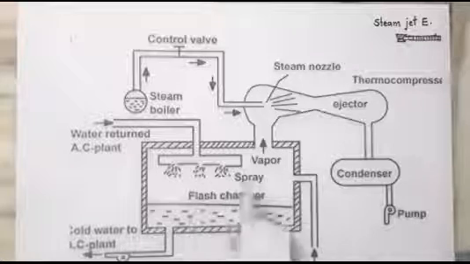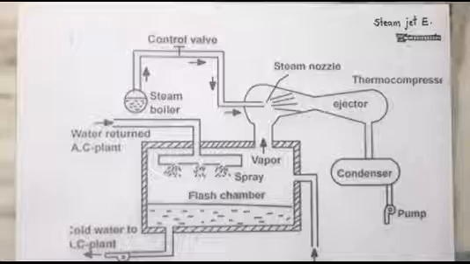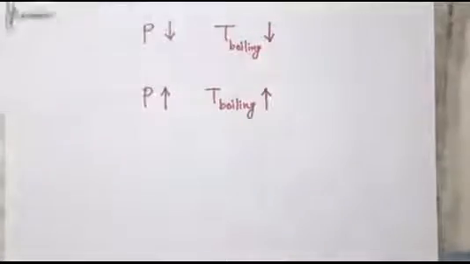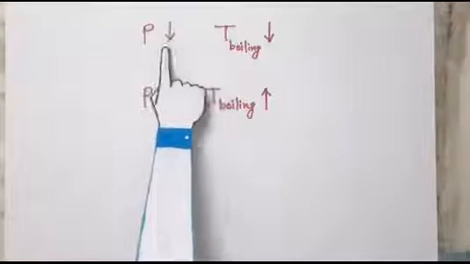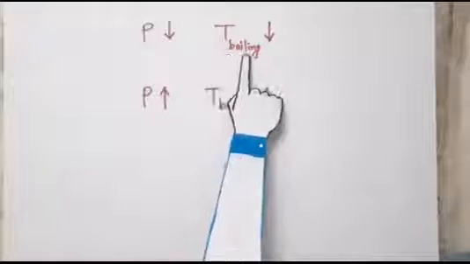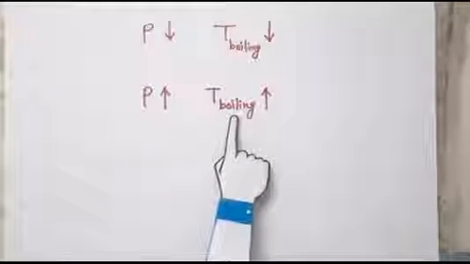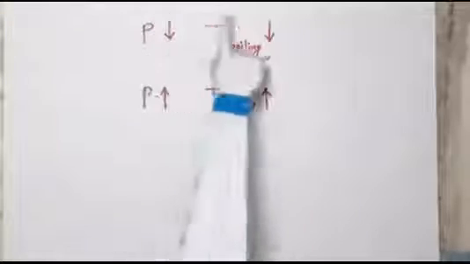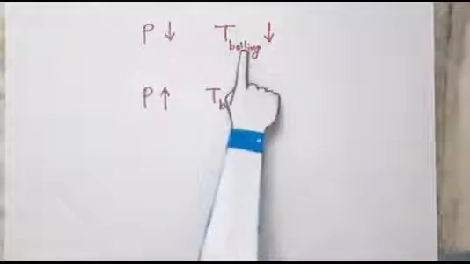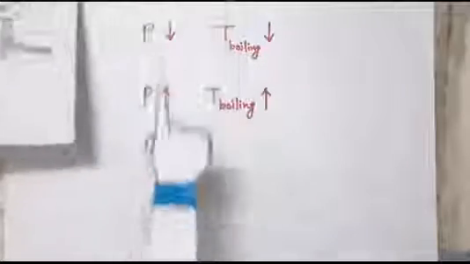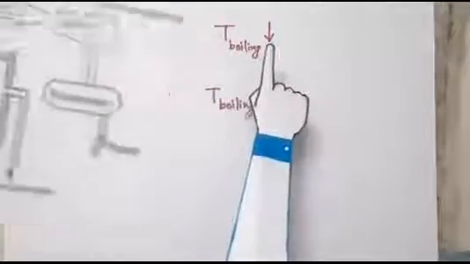What is that principle? That is the pressure and boiling temperature relationship. When the pressure of a fluid decreases, its boiling temperature also decreases. At the same time, when pressure increases, its boiling temperature also increases. This principle we are using in this technology. Just remember that as pressure decreases, the boiling temperature of a fluid also decreases.